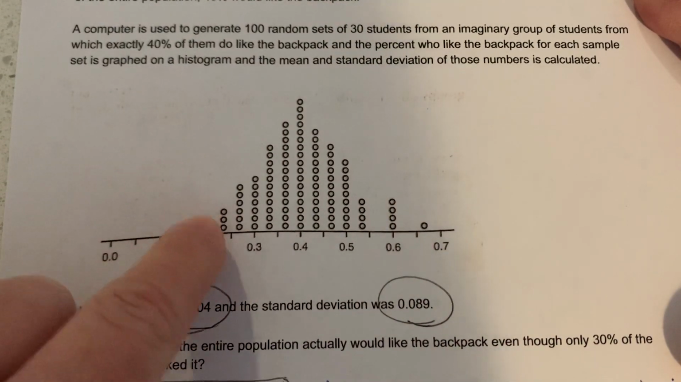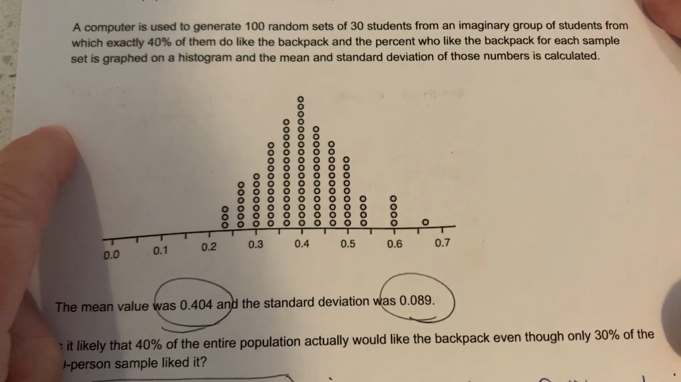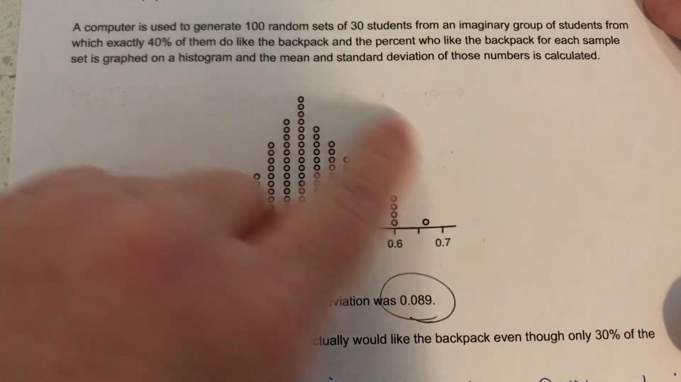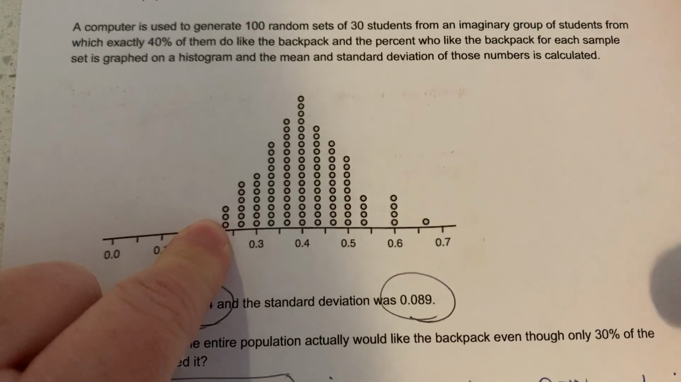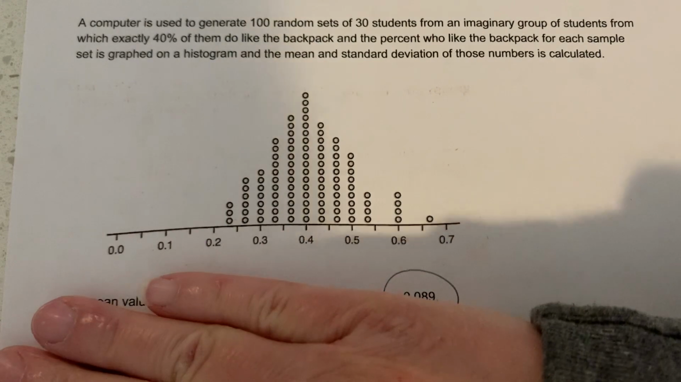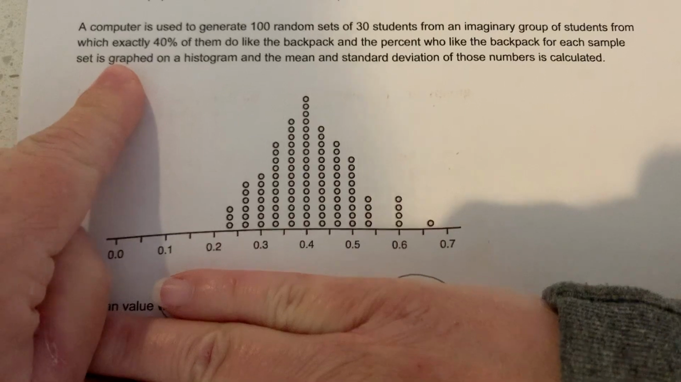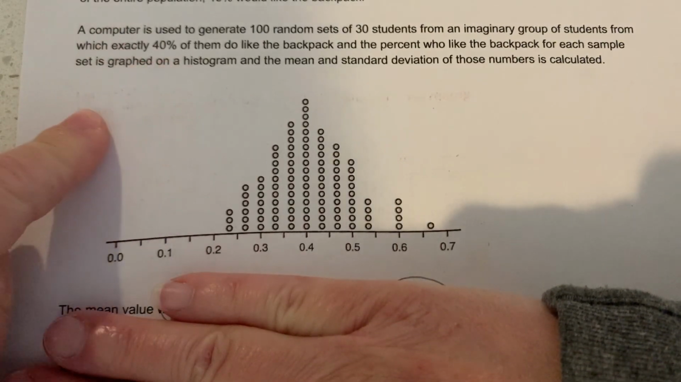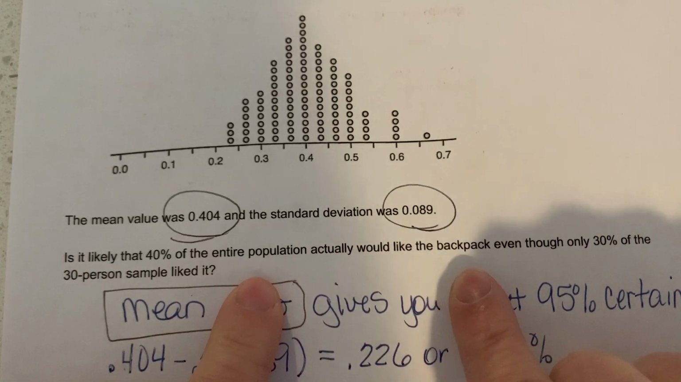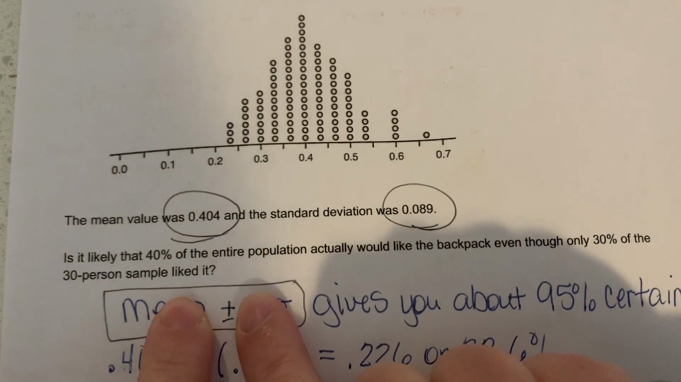Each set of data is represented here, and each circle represents the 30 students that they questioned in their random data sets. Again, this is imaginary, on a computer, but it does approximate reality. If you just look at this and not any of the data below, they want to know: is it likely that 40% of the entire population would like the backpack, even though only 30% of the 30-person sample liked it?